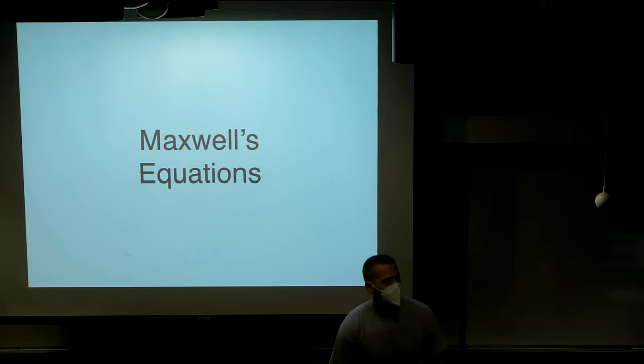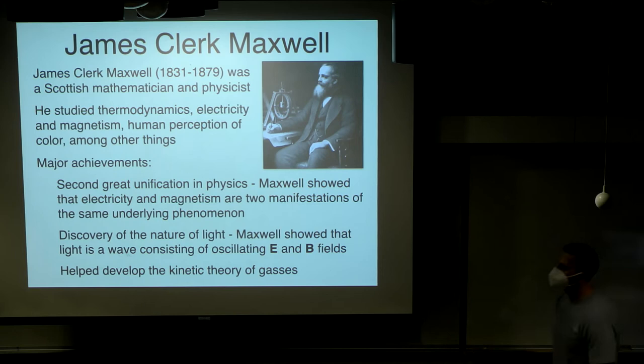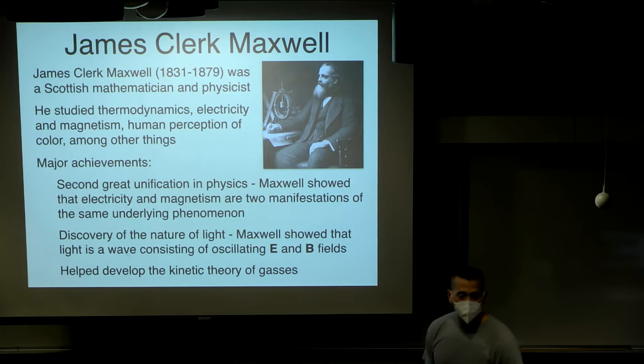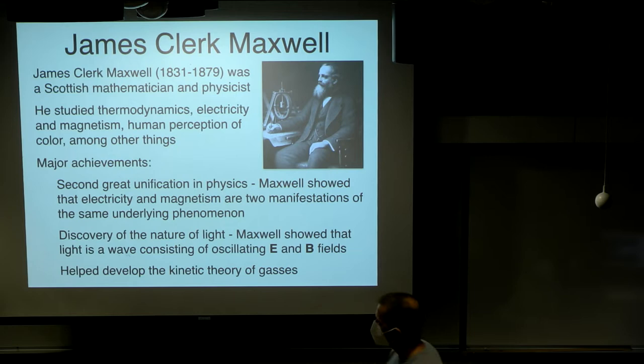So first, I want to give you a little bit of history. Maxwell's equations are named after this guy, James Clerk Maxwell, who lived in the mid-1800s. He was a Scottish physicist and a mathematician. He studied a lot of different things, actually. One of his main achievements, of course, was in electricity and magnetism, as we're going to learn about in this lecture. But he also studied thermodynamics, made a lot of important contributions to that field.